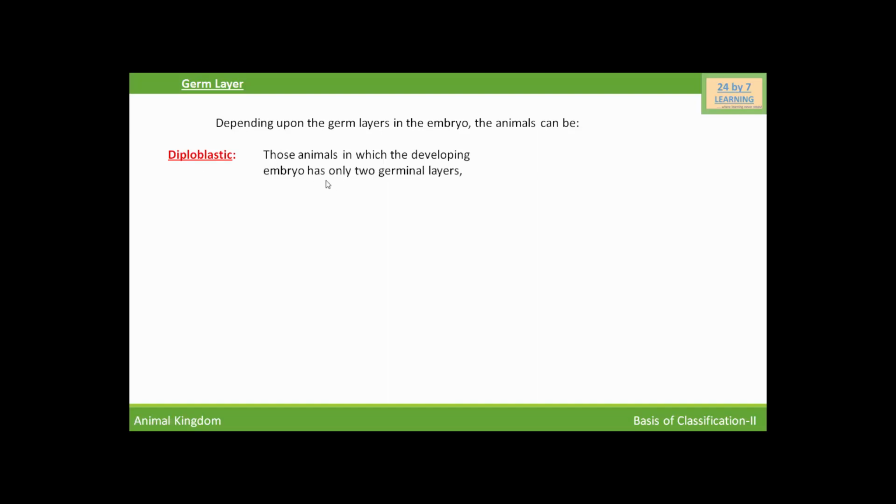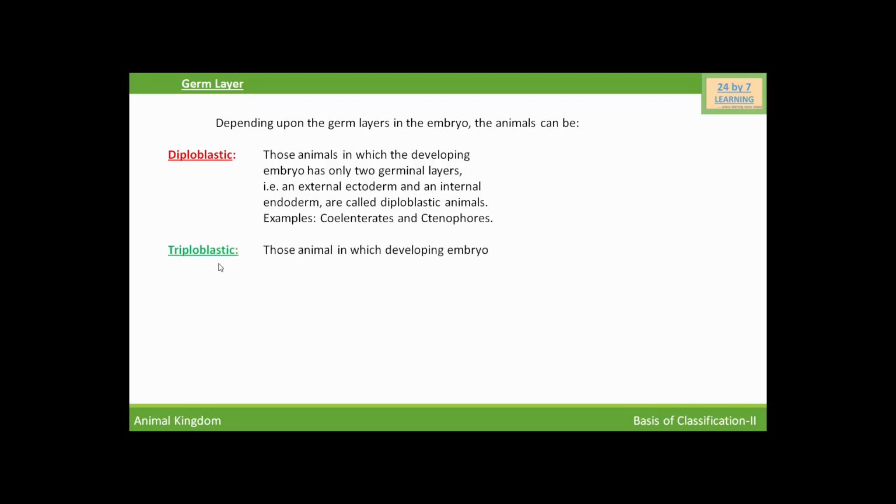Next is germ layer. Depending upon the germ layers in the embryo, the animals can be diploblastic or triploblastic. First we discuss diploblastic animals. Those animals in which the developing embryo has only two germ layers, that means an external ectoderm and an internal endoderm, are called diploblastic animals. Diploblasts include coelenterates and ctenophores.